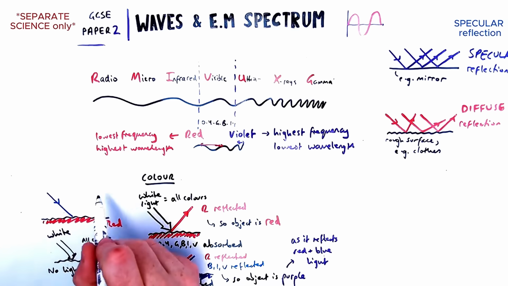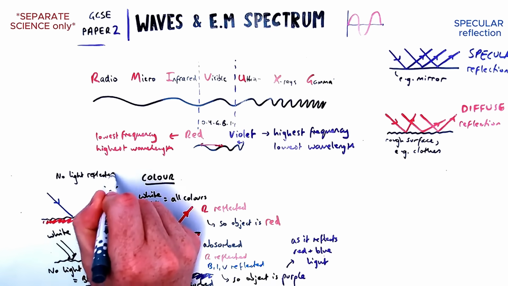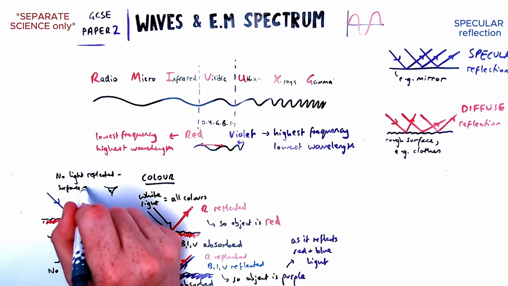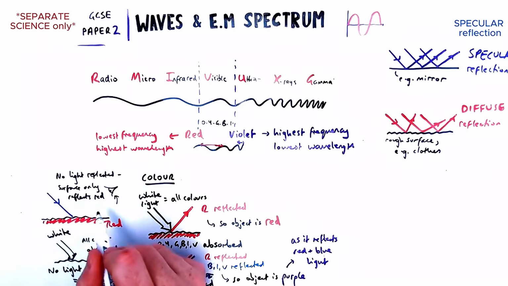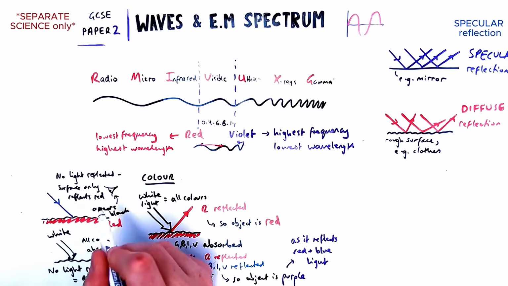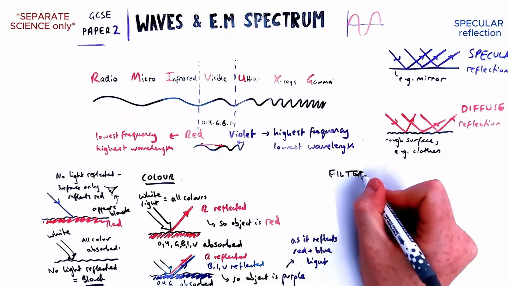If there's a red surface with blue light incident on it, it's not going to reflect any light. Red surfaces only reflect red light, so if there's no red light incident on it, it cannot reflect it. So therefore no light's going to come off it. If you were viewing it from afar, you would say it appears black because it's not reflecting any light.